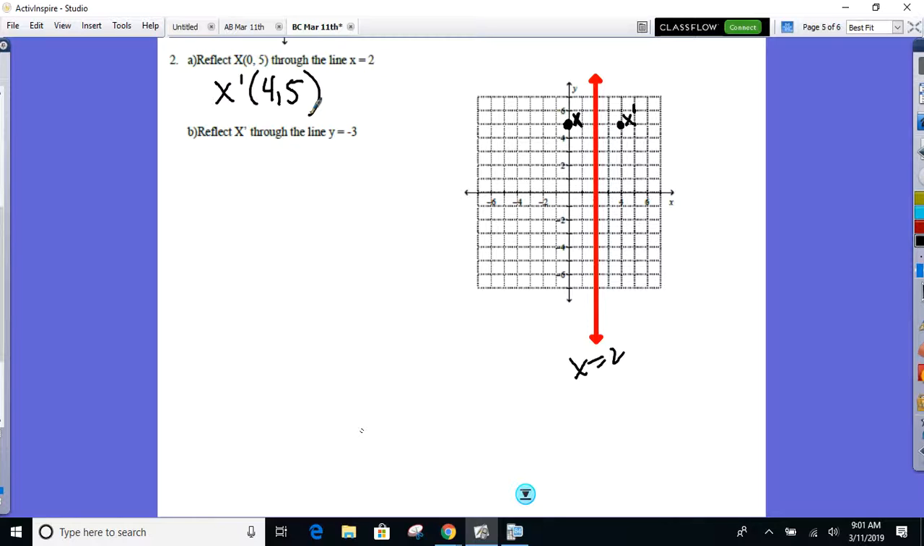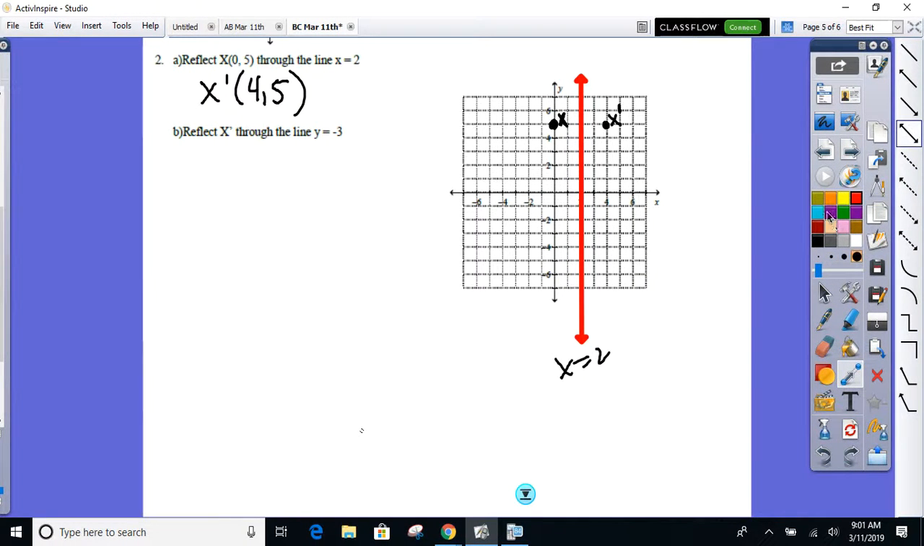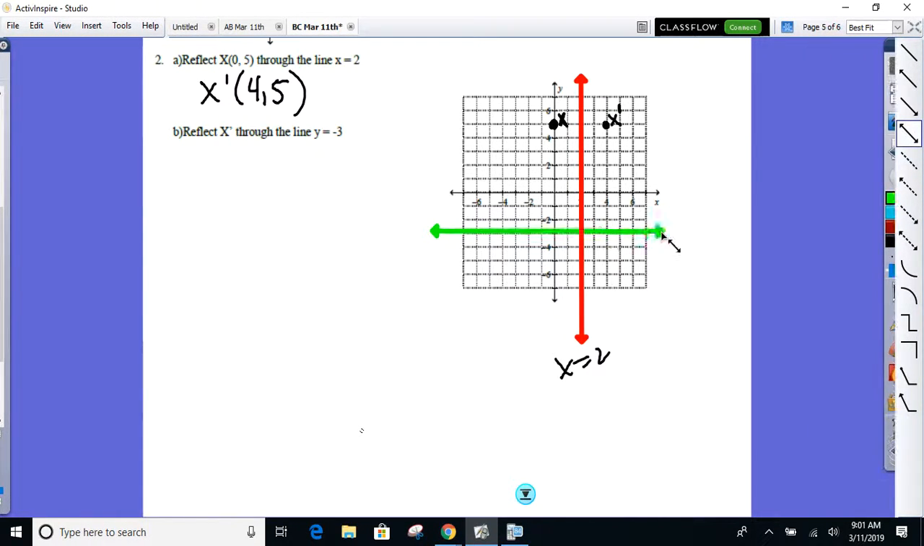Reading. Next one. Reflect what now? X prime. We're not going back to 0, 5. Slow down. Read it, please. Now take X prime and reflect it through y equals -3. What type of line? Horizontal line now. y equals -3. There it is, right there.